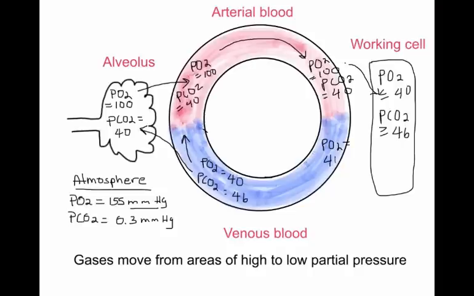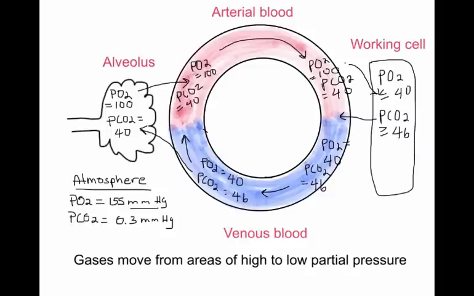is 40. And similarly, CO2, again, will follow its partial pressure gradient. There's more around the cells than there is in the blood, because it's at 46 in the cells and 40 in the blood, and it will diffuse into the blood until it reaches a partial pressure of 46. And that's where we got those numbers for that venous blood that returned to the heart and then was sent to the pulmonary capillaries.